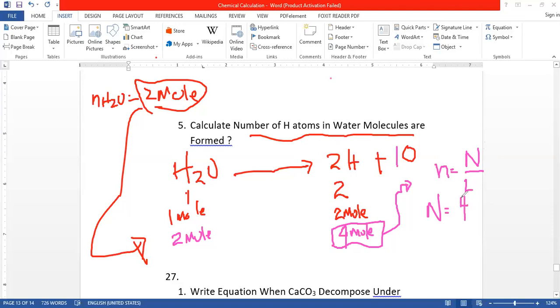So this is N equal to n into L, 4 into L. So 4 into 6.022 into 10 to the power 23. And the answer is 24.088 into 10 to the power 23. Right?